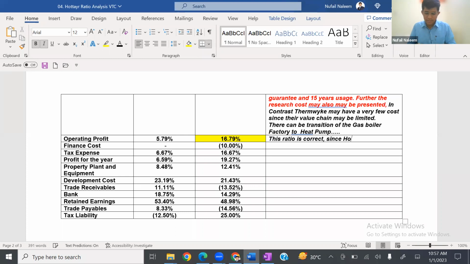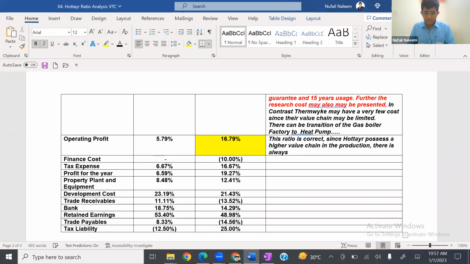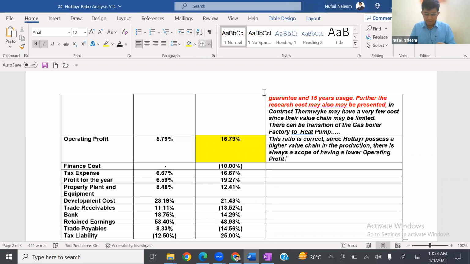since Honda possesses a higher value chain in the production, there is always a scope of having a lower operating profit growth. Operating profit growth. Correct, no, students? Yes or no? That is the factor. Operating profit growth.